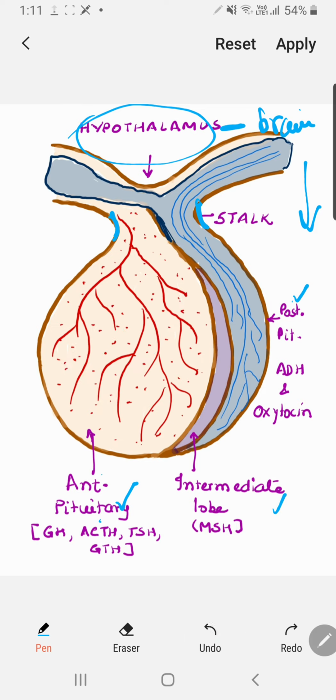Then you come to the intermediate lobe. Intermediate lobe is associated with only one hormone. I believe that these hormones, growth hormone, ACTH, TSH, and GTH, these are told to you, explained to you nicely by ma'am.